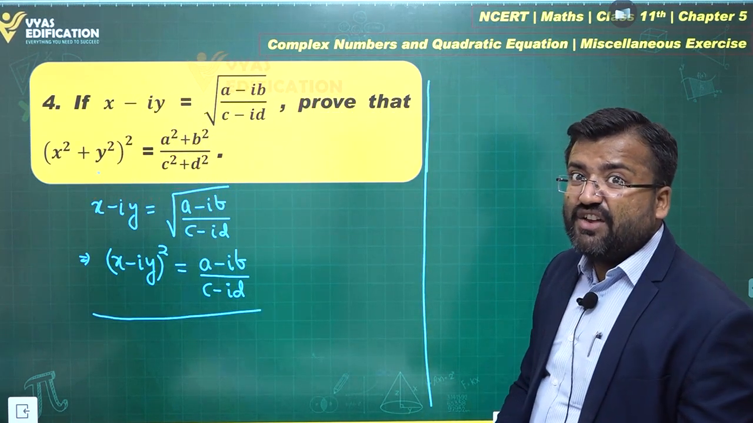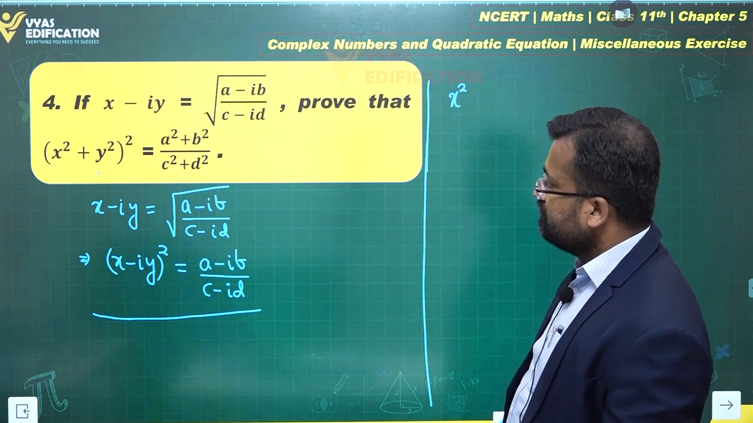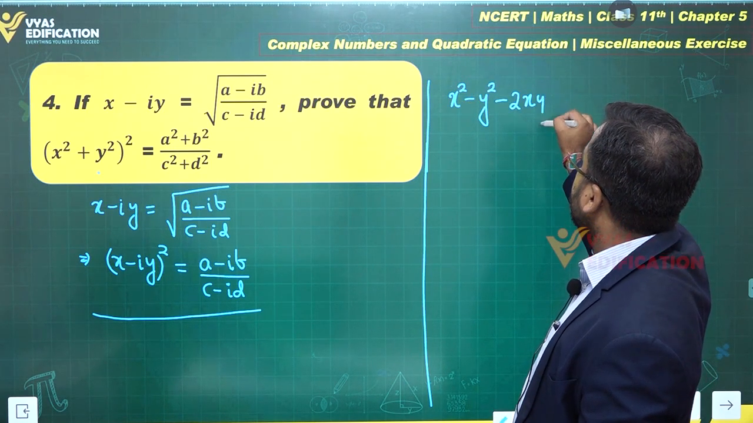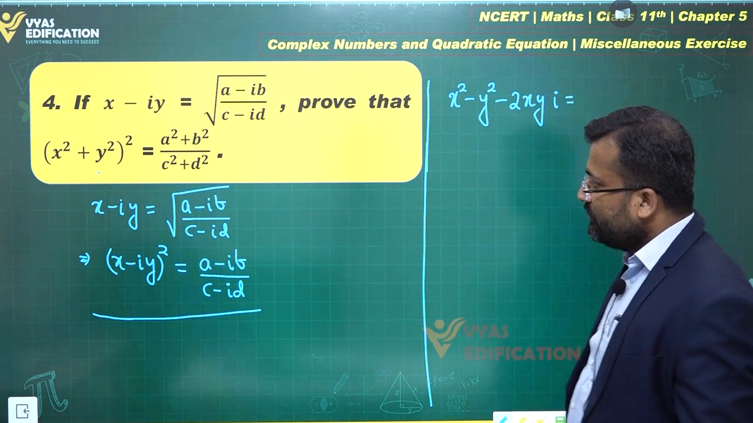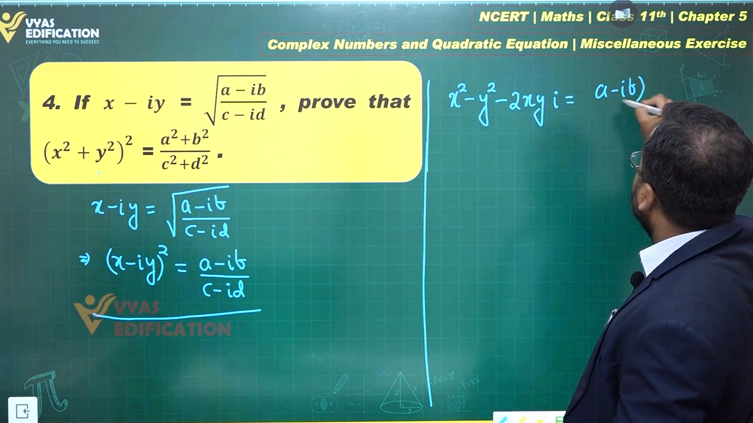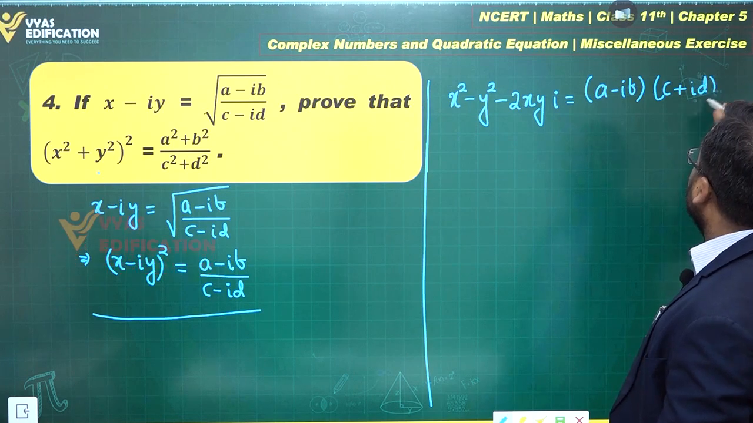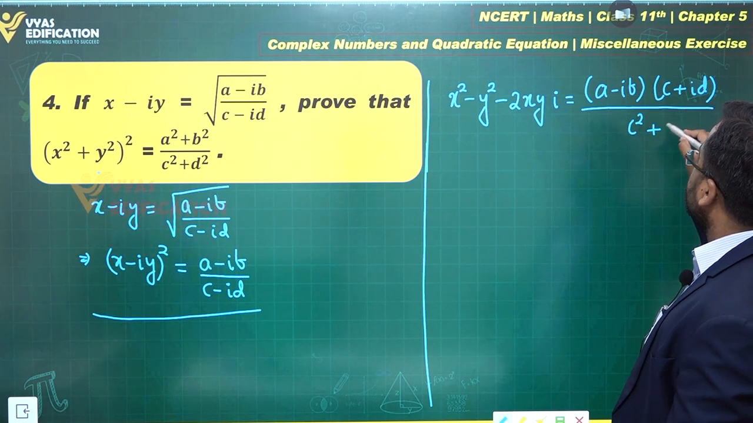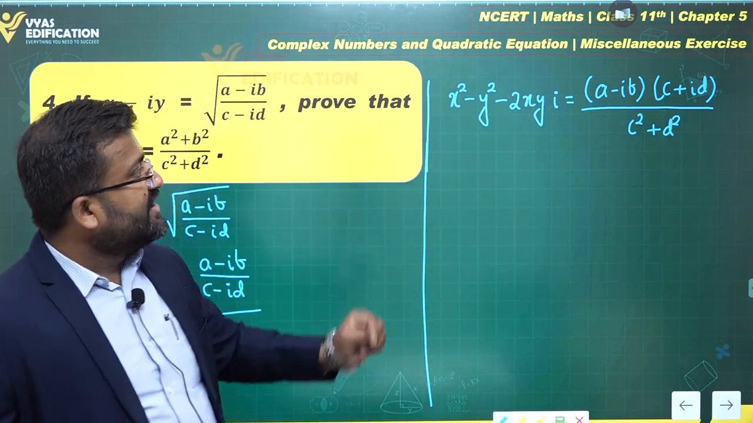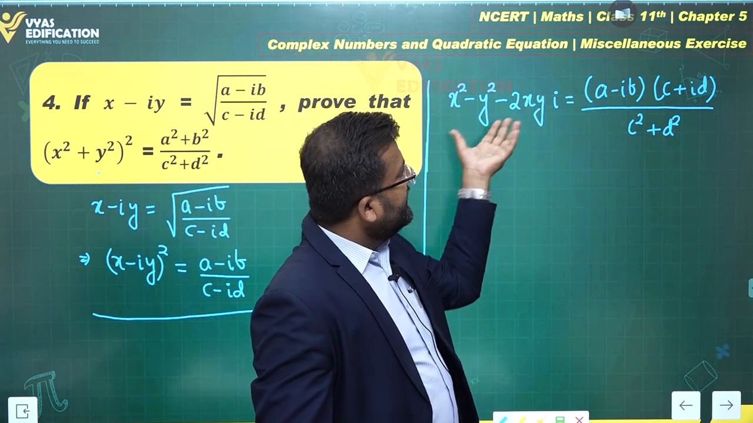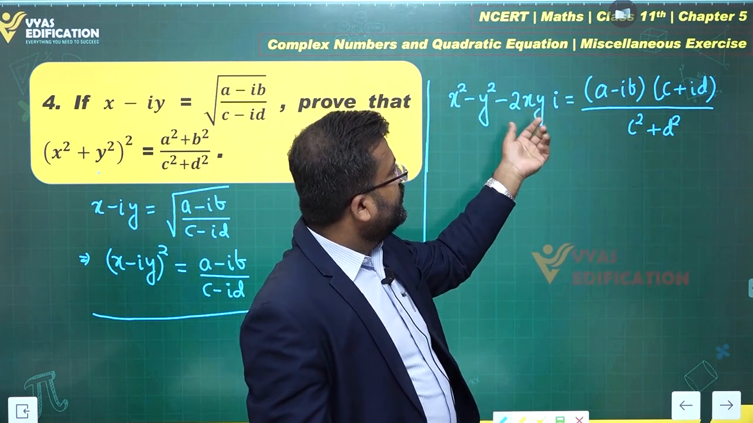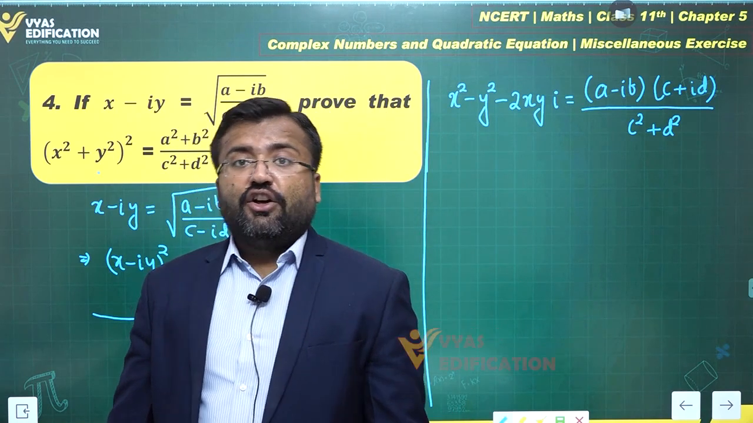This is x minus iy whole square. What will that convert to? This is x square, i square y square will become minus y square, and minus 2xyi is equal to, we'll have to multiply with the complex conjugate of c minus id in the numerator and denominator. This is a minus ib times c plus id over c square plus d square in the denominator. Multiply the terms on the RHS, simplify them and compare the real parts. First compare the real parts together. Real parts x square minus y square would be equal to something, 2xy would be equal to something.